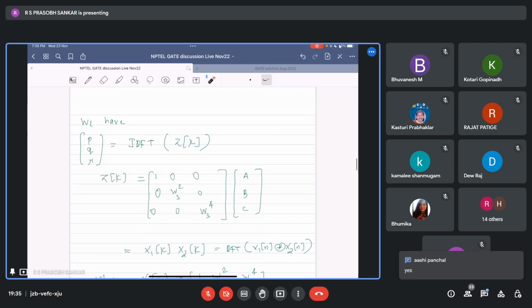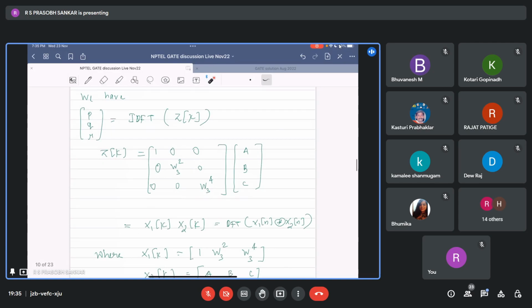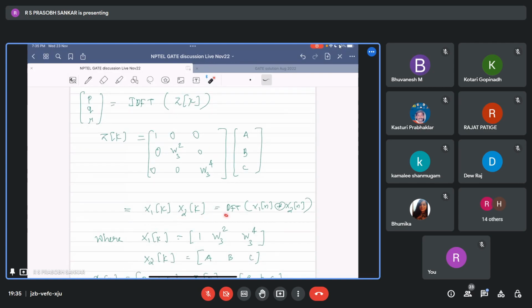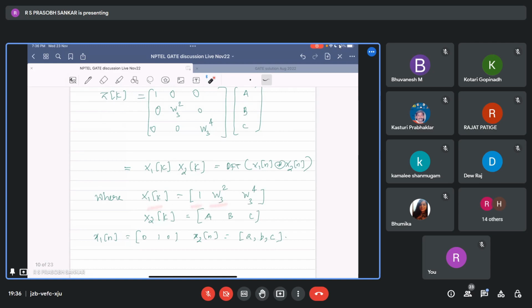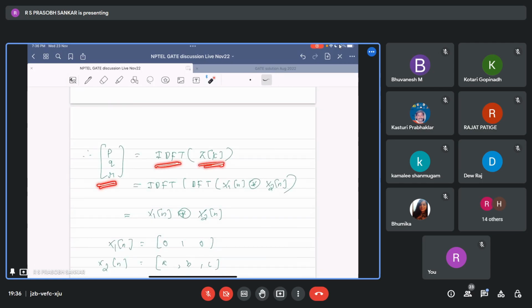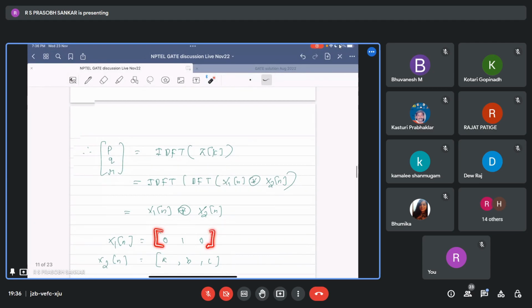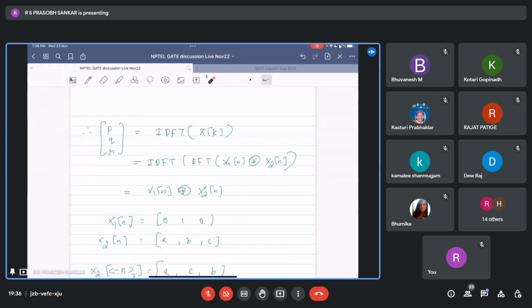Okay. So, putting it all together, PQR is the IDFT of Z of k. Now, Z of k is x1k into x2k, which is the DFT of x1 circularly convolved with x2n, where x1k is 1, W3 square, W3 power 4 and x2k is ABC. The corresponding signals in the time domain are x1n equal to 0, 1, 0 and a small abc. So PQR is the IDFT of Z of k, which is the IDFT of the DFT of this quantity, which means this quantity itself. So PQR is basically the circular convolution of this sequence with ABC. Is everything fine up to here?